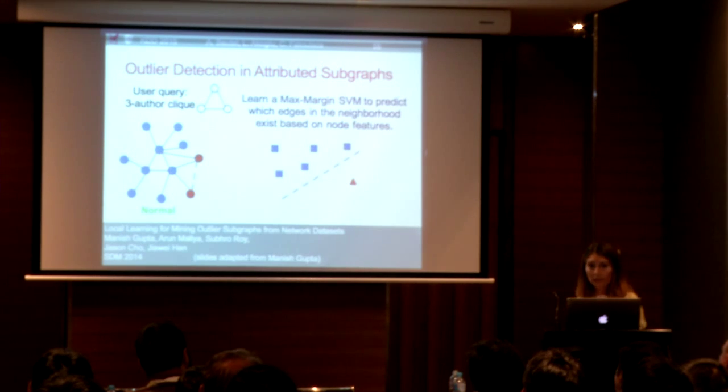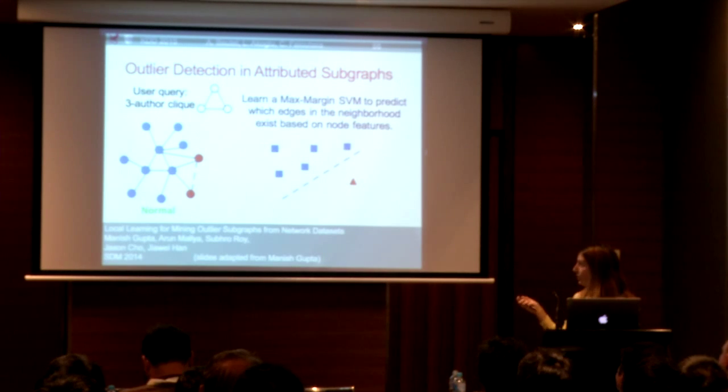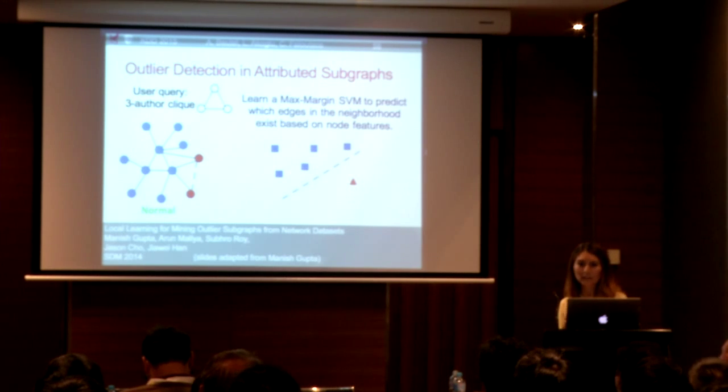Then for each disconnected pair, you create other instances. And again, the instance is the difference between their feature vectors. Now that you have created a sort of labeled instance set, connected pairs versus disconnected pairs, you try to learn a weight vector that separates these two groups with the largest margin.